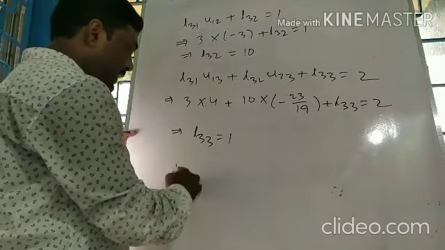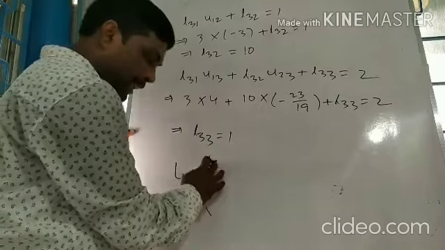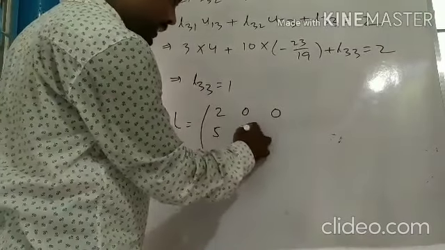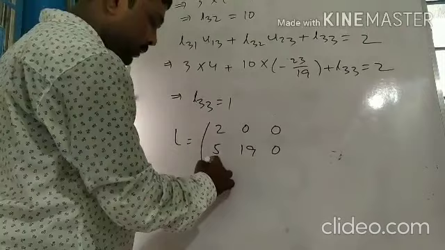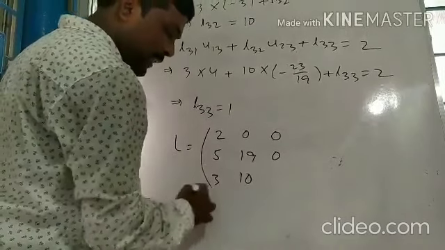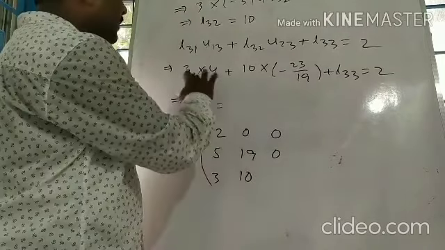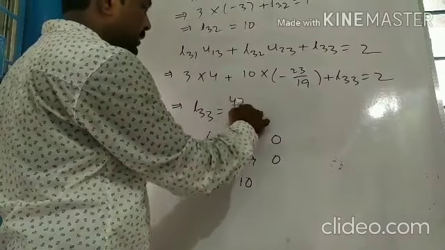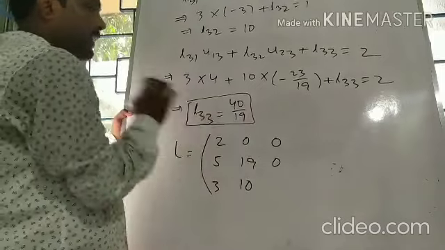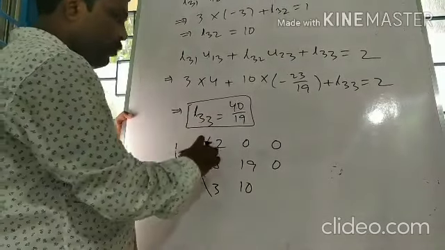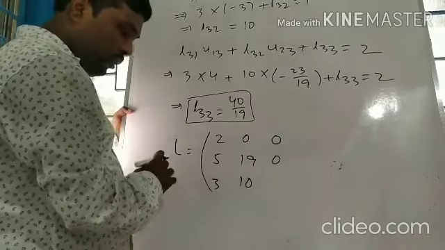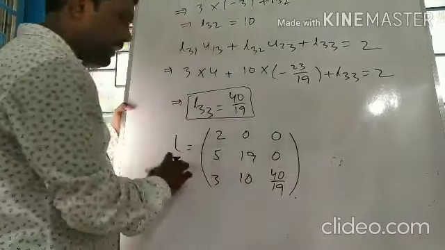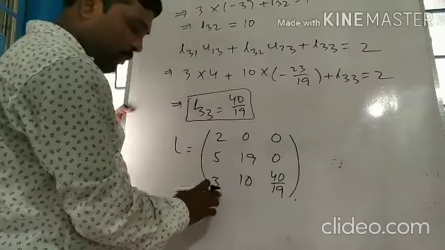So the matrix L is the lower triangular matrix: L11 is 2, 0, 0; L21 is 5, L22 is 19, 0; L31 is 3, L32 is 10, and L33 is 40 by 19. So L is [2 0 0; 5 19 0; 3 10 40/19].